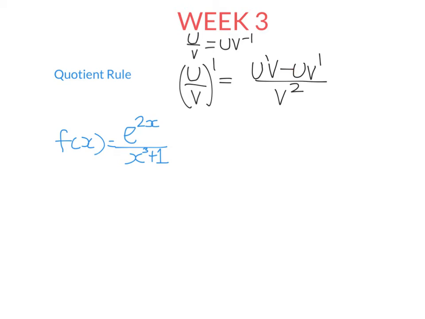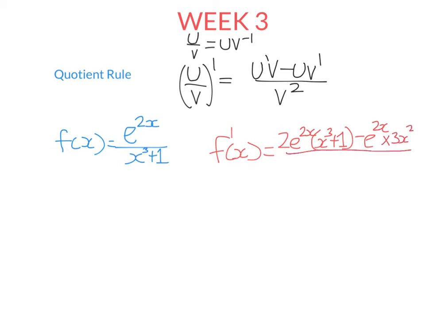So u is the function on top here, e to the power of 2x, and v the function on the bottom. So the way we do this, we differentiate the top. So the derivative of e to the 2x is 2e to the 2x. So that's u dash. And then I multiply it by v, which is the thing on the bottom, minus the thing on top times the derivative of the bottom. So the derivative of the bottom, v dash, is just 3x squared. And then on the bottom, we have the original function on the bottom squared, x cubed plus 1 squared.